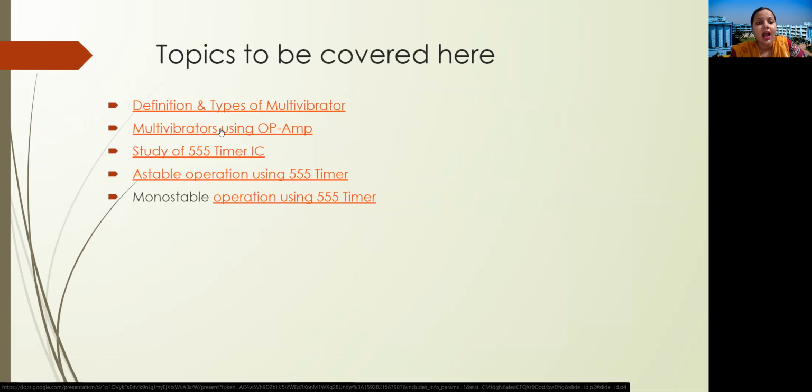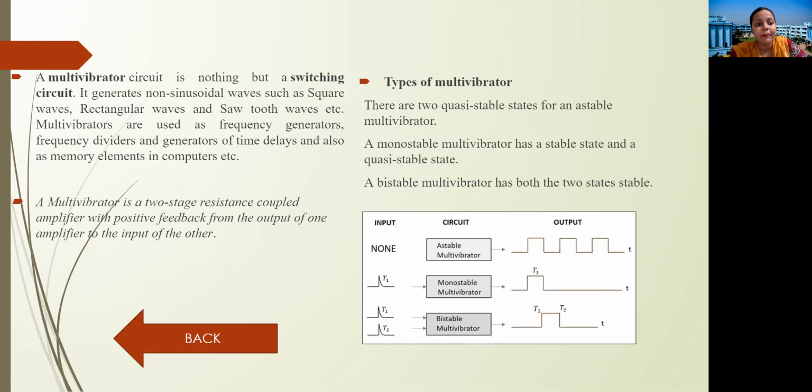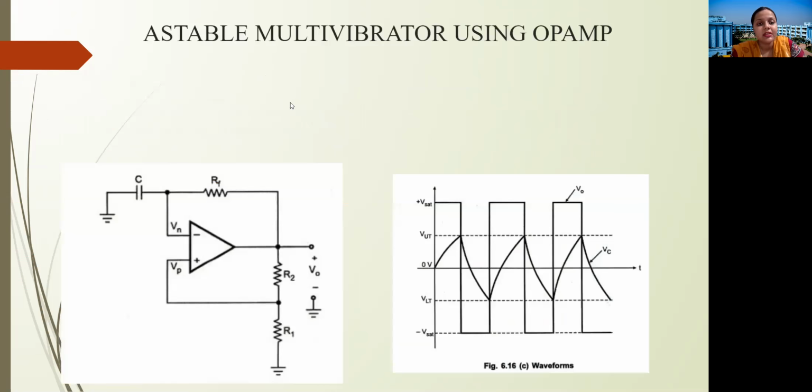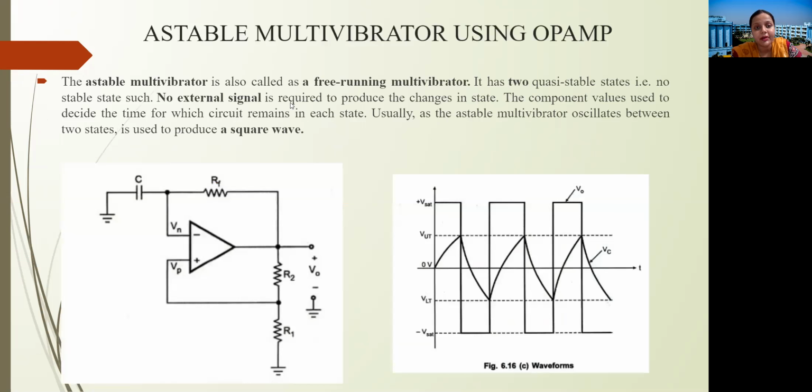Next is how we can design this multivibrator circuit using op-amp. So op-amp is operational amplifier. First we will study how we can set up an astable multivibrator using op-amp.